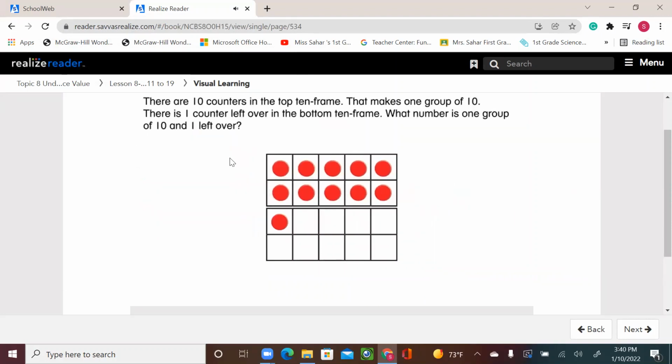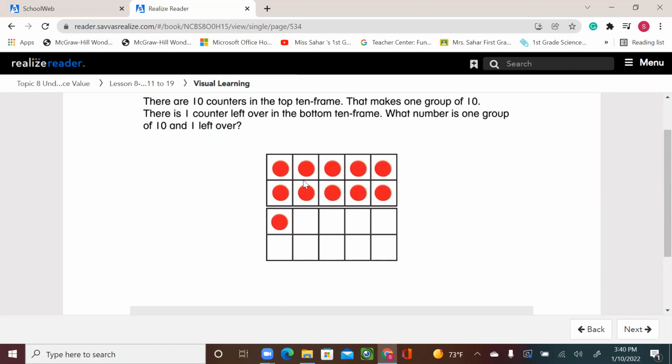There are 10 counters in the top 10 frame. That makes one group of 10. There is one counter left over in the bottom 10 frame. What number is one group of 10 and one left over?